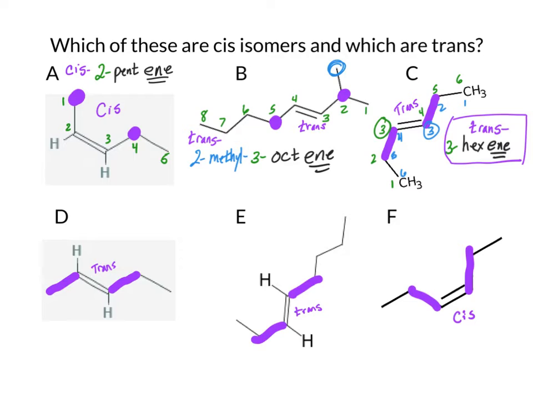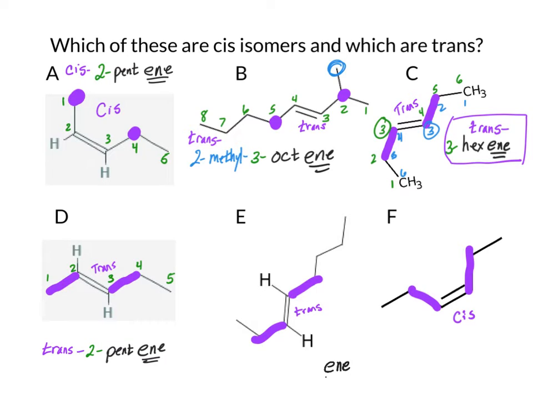Let's move on to letter D. The name will end with ene. There are 5 carbons, so it's a pentene. The double bond is on carbon number 2, so it's 2-pentene. And finally, we have to identify it as cis or trans, and this one is trans, so this is trans 2-pentene.